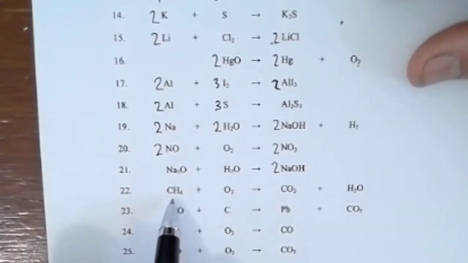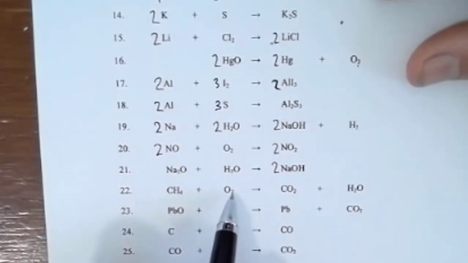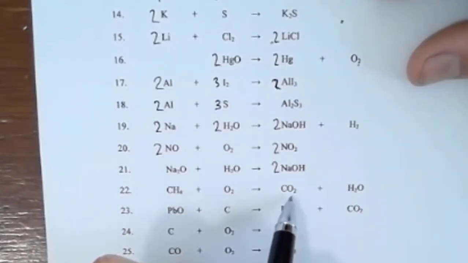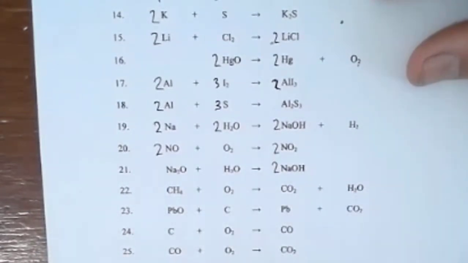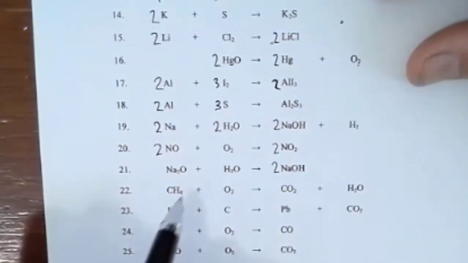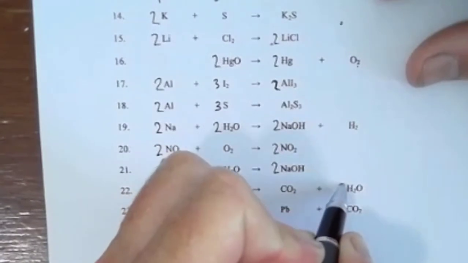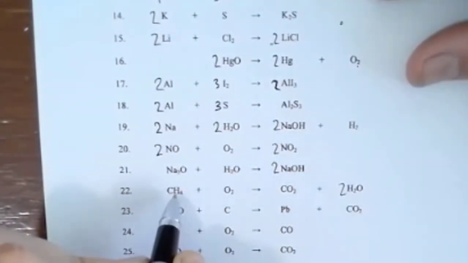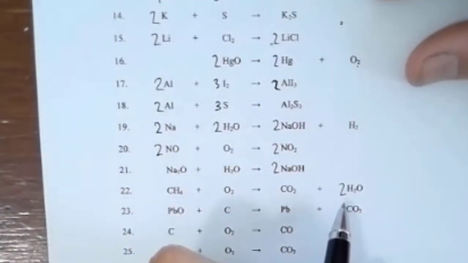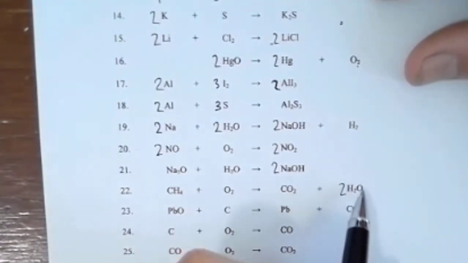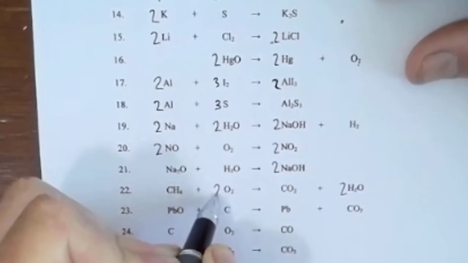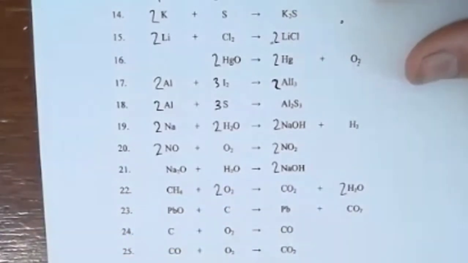Okay, CH4, which is methane, burning methane and oxygen gives you carbon dioxide and water. It's complete combustion. Now we've got 4 hydrogens here, only 2 here. So if I put a 2 here, that means we've got 4 hydrogen and 4 hydrogen. Now, how many oxygen have we got here? 2 and 2, that's 4. So if I put a 2 here, now we've got 4 oxygen on that side as well.